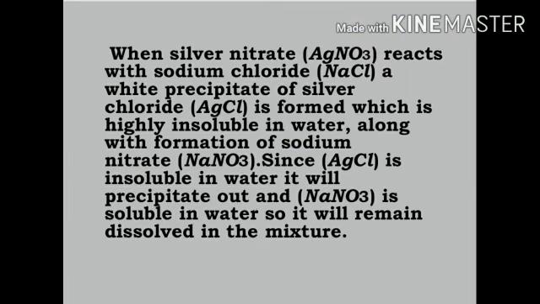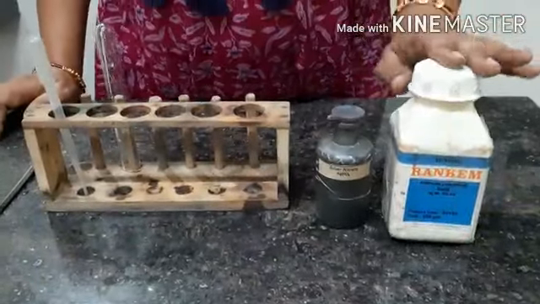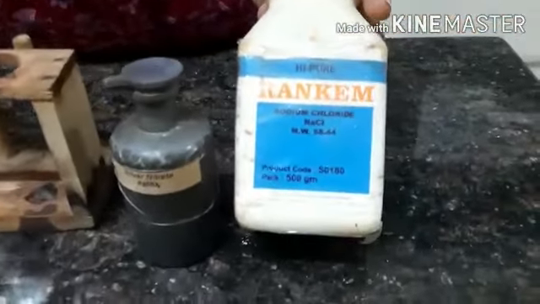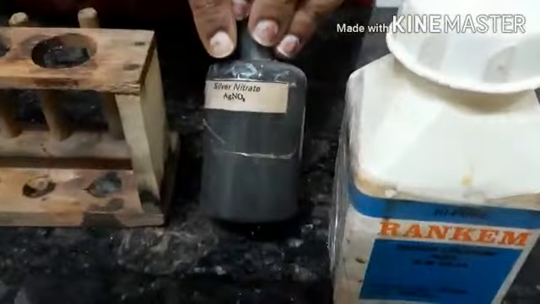The second example that we take is that of silver nitrate and sodium chloride. They react together to form white color precipitate of silver chloride. This is highly insoluble in water, along with the formation of sodium nitrate. Here I have taken sodium chloride. Sodium chloride is the common salt that we use in our home.